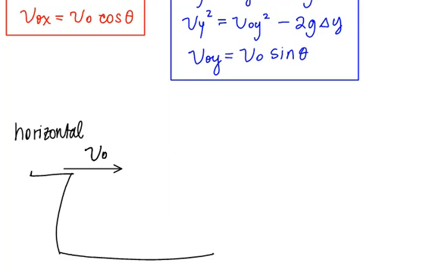So what is the initial velocity in the y direction? 0. What is the initial velocity in the x direction? V0. Whatever the initial velocity is. So if that cup slides off the table at 2 meters per second, the initial velocity in the x direction is 2 meters per second. The initial velocity in the y direction was 0.